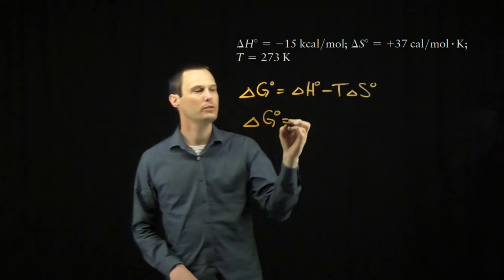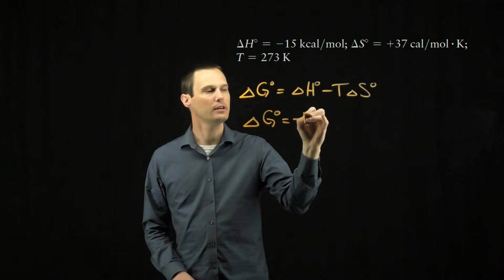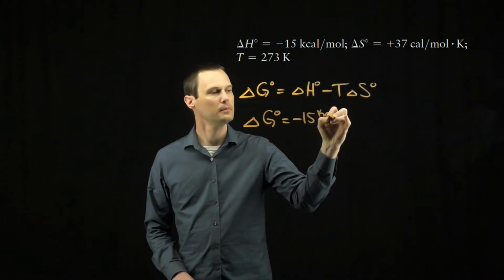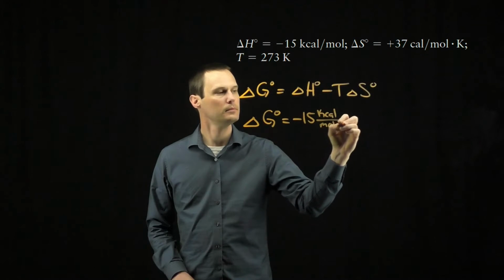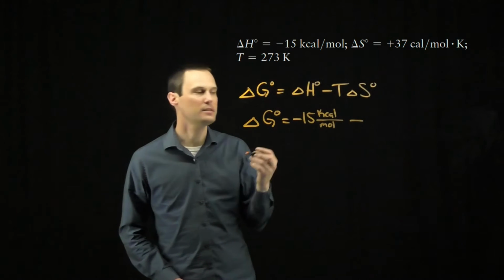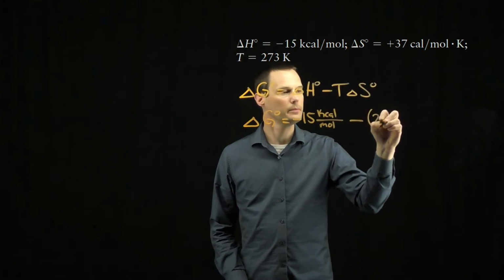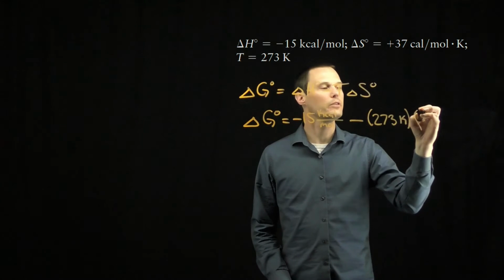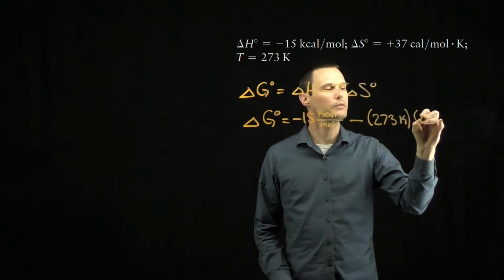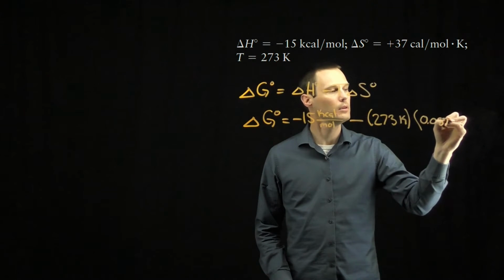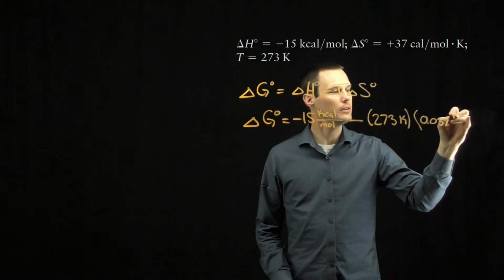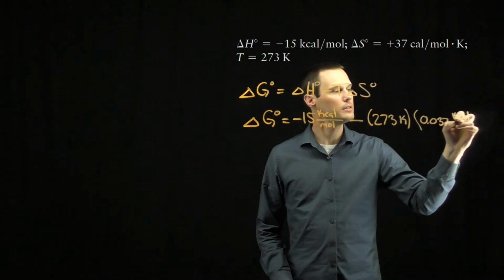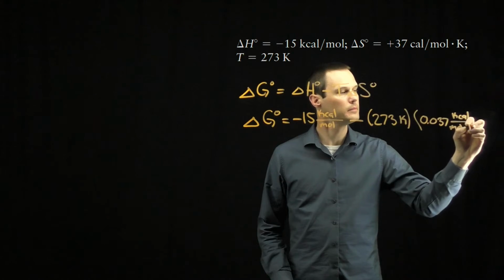Delta G is equal to delta H, which is negative 15 kilocalories per mole, minus T delta S. T is 273 Kelvin. And delta S is positive 37 calories per mole, so we'll need to convert that into kilocalories per mole: 0.037 kilocalories per mole Kelvin.